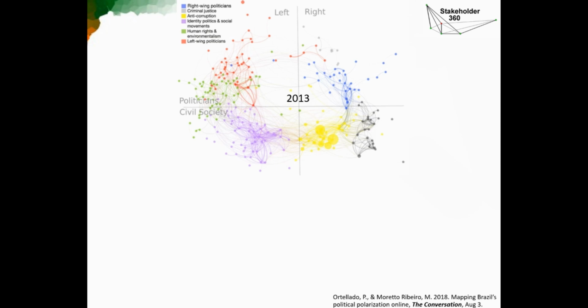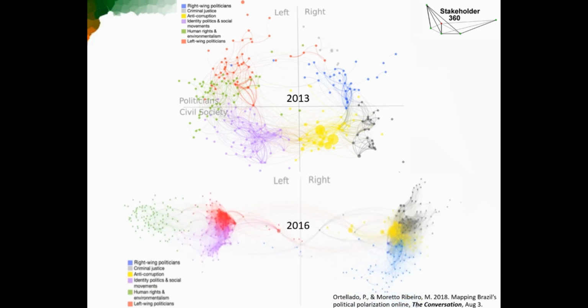In 2016, the political landscape had become so polarized that the clusters of activists had sorted themselves into meta-clusters according to their alignment with a political party. This kind of analysis can help public affairs professionals understand the opportunities for and barriers against the building of bridges to form broad-based coalitions on public policy matters.